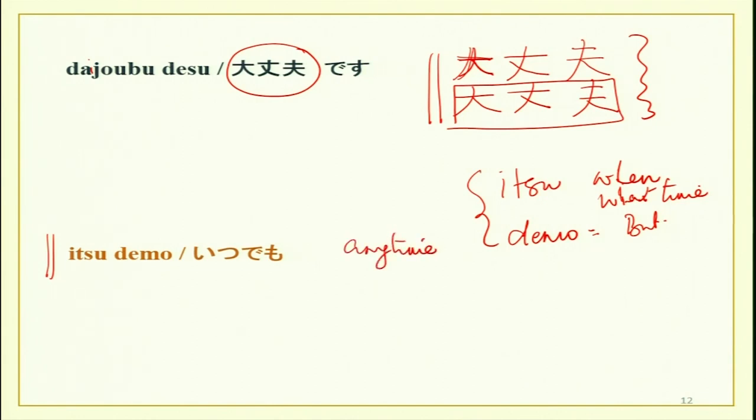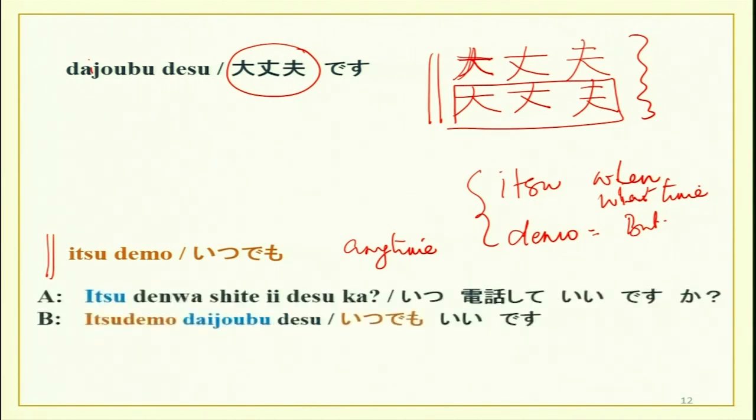Itsu demo ii desu. Anytime is all right. And you can use it in negative and in positive both. Itsu demo wa dame desu yo. Itsu demo ikenai. That is, every time you cannot do what you want. And as was in the passage, itsu demo ii desu. Itsu demo kiite kudasai. You can ask me anytime you want. Now there is a small dialogue over here. Itsu denwa shite ii desu ka? When is it a good time to call you? Itsu demo daijobu desu. So you can use daijobu also over here. Itsu demo, anytime, daijobu desu.